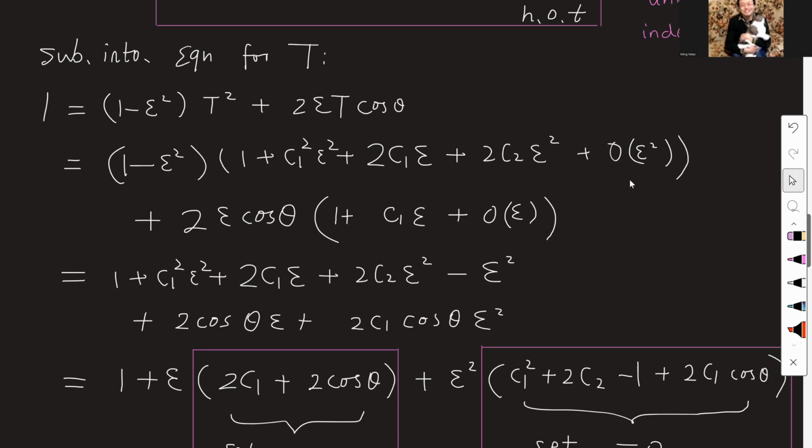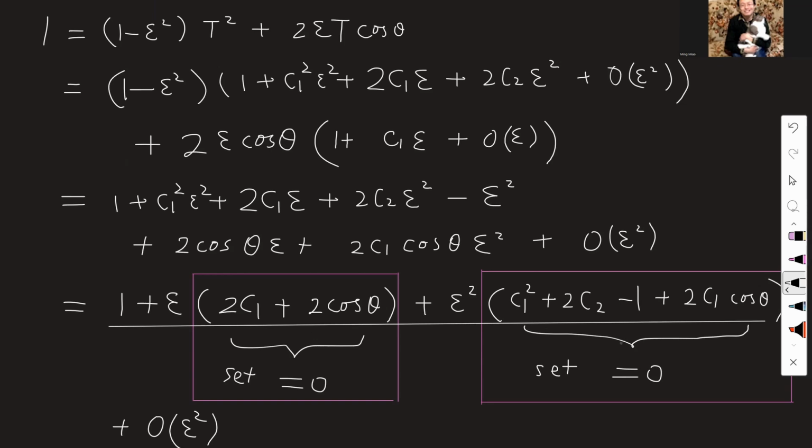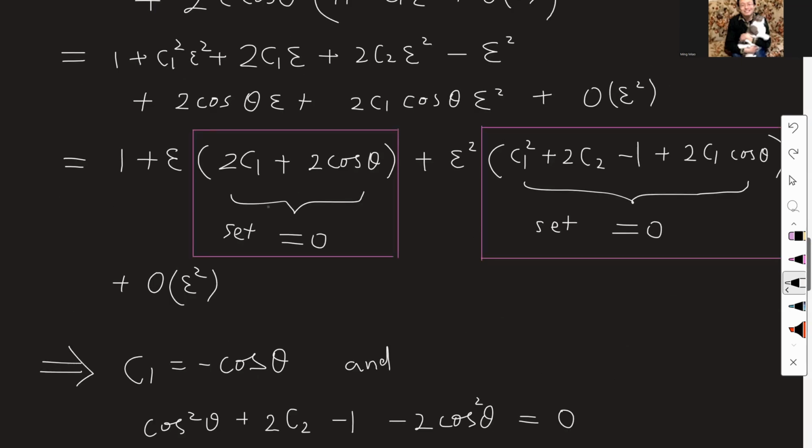So now let's expand everything and then collect terms. Now let's collect the powers of epsilon. One, that's the constant. This is the combined linear term, and this is the combined quadratic term. This line right here is the final simplified version. Now, because the equation holds, both of these coefficients must vanish. So we set that up and get equations for C1 and C2.